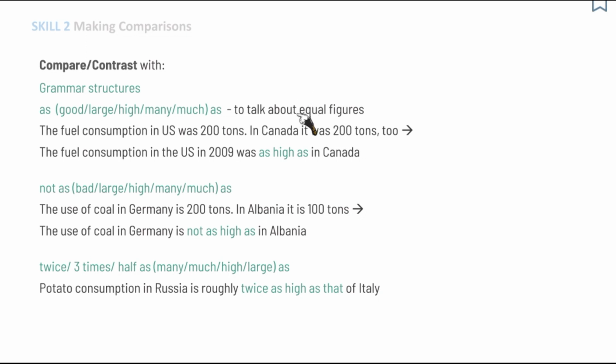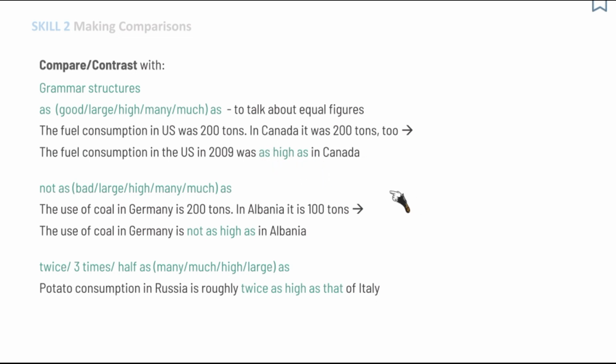For example, let's say that the fuel consumption in the USA was 200 tons, and in Canada it was 200 tons too. So it's the same figure. In this case, we can say that the fuel consumption in the US was as high as in Canada, meaning that the consumption was the same. As high as means similarly high.